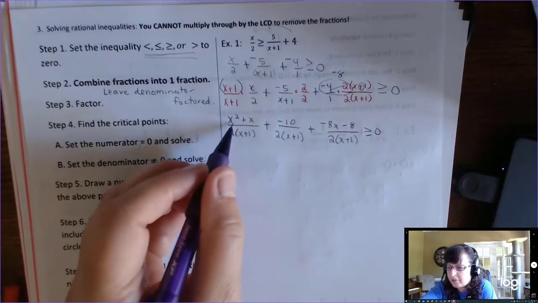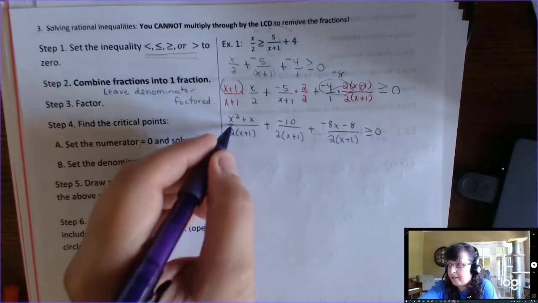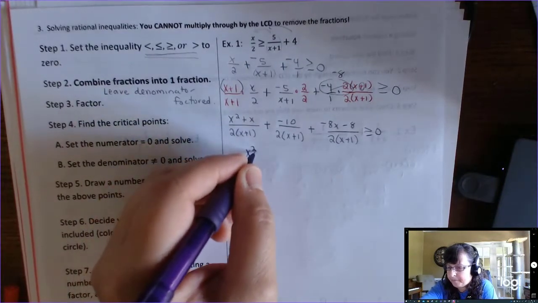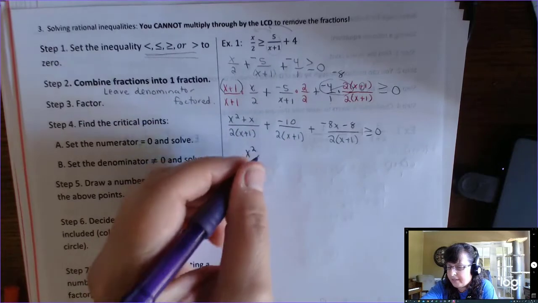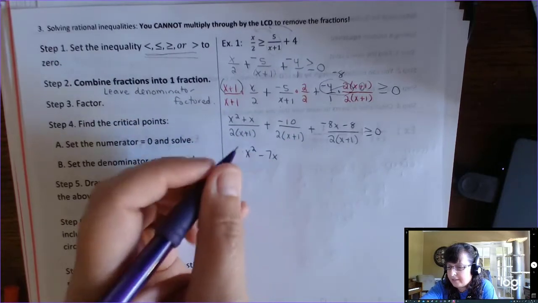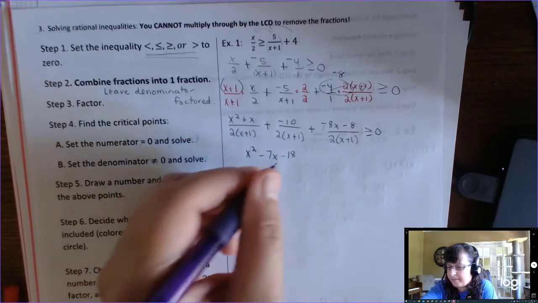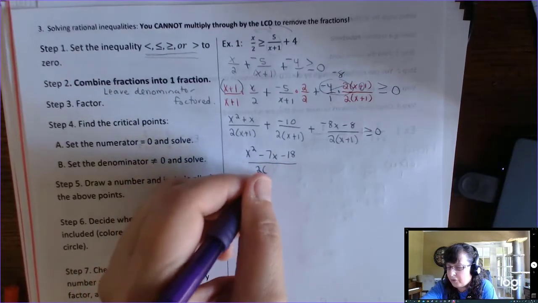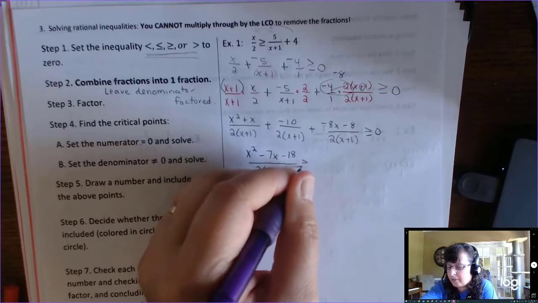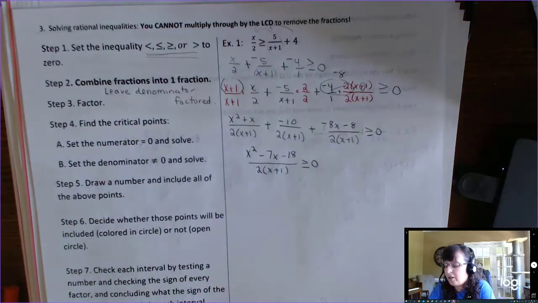Now I'm just going to add the numerators together. I have an x squared term, and then I have an x and a negative 8x, so that's negative 7x. Then I have a negative 10 and a negative 8, that's negative 18. All of that over 2 times x plus 1 is greater than or equal to 0. So that gets step 2 done: I have combined the fractions into one fraction.